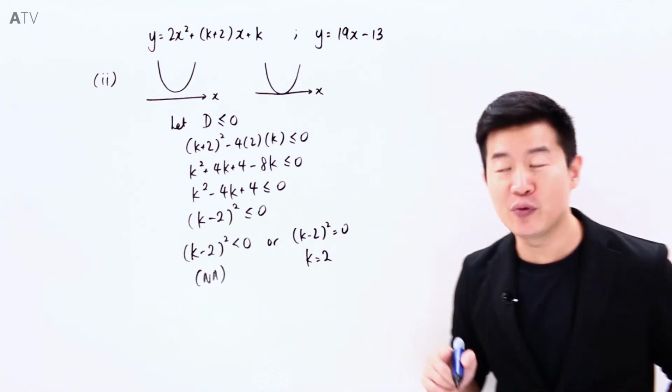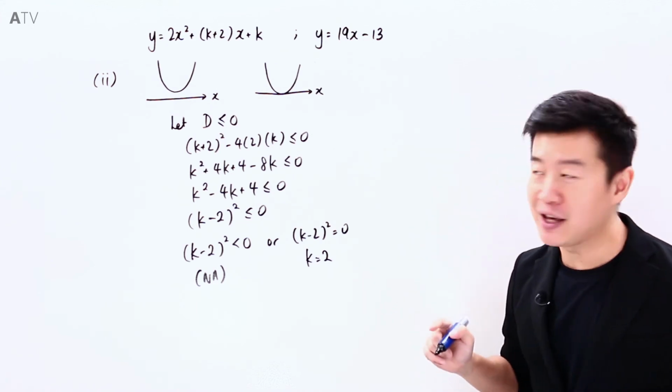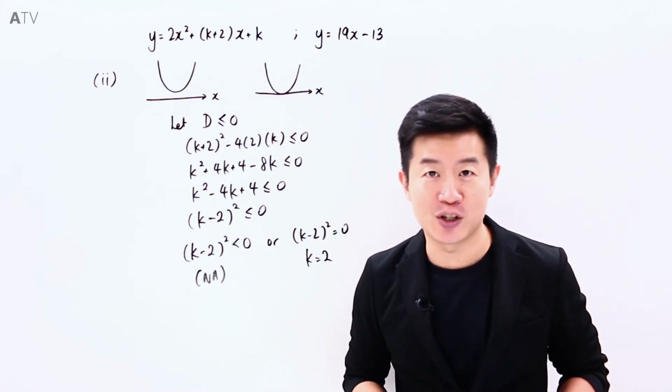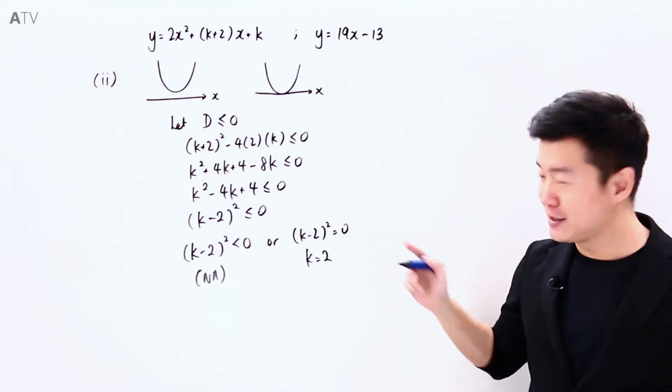And therefore, we have proven that there's just going to be one value of k such that y cannot be negative. And this value of k is definitely 2.